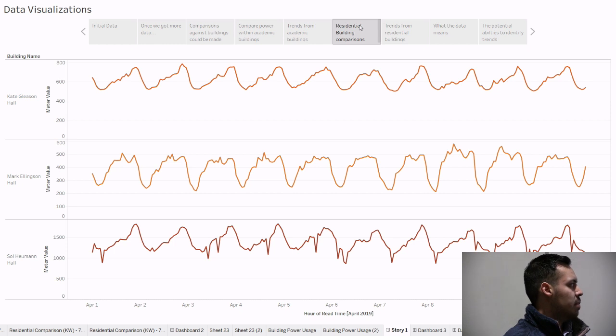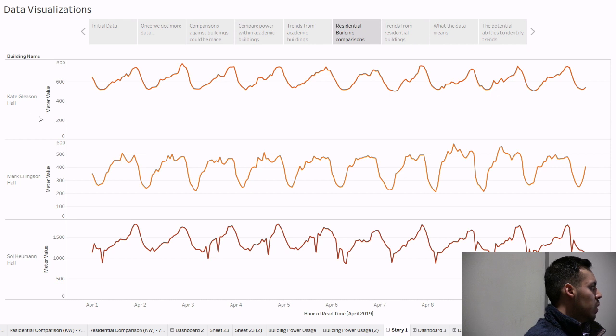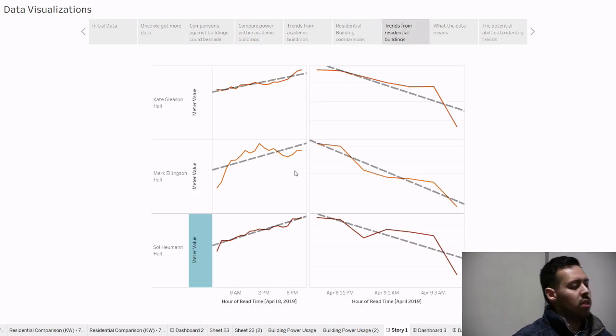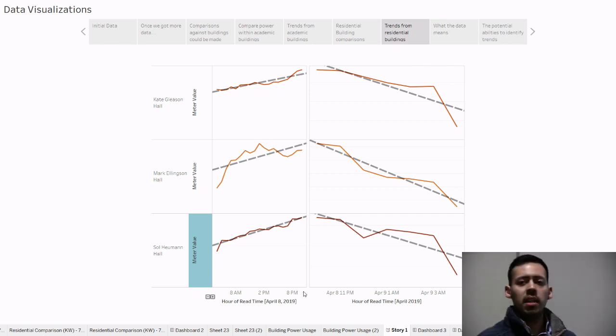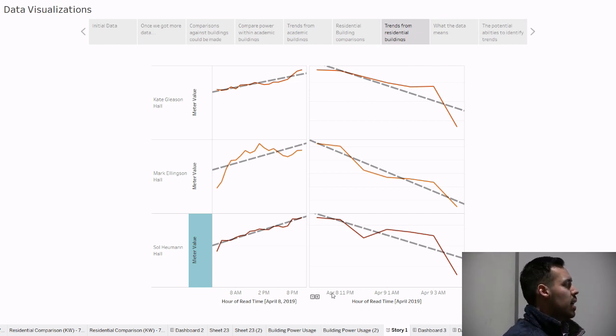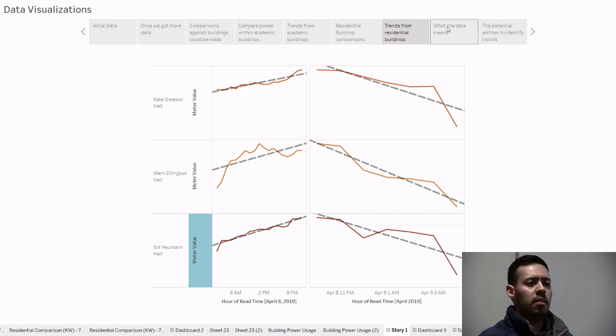And again, we can make these type of comparisons against any type of building. For example, this is the same comparison but with residential buildings. And similar to the academic buildings, we were able to identify positive and negative trends. In this case, there's a positive trend in power usage in residential buildings between 8 a.m. to 10 p.m., then a negative trend in power usage between 10 p.m. to 4 a.m. And again, this could resemble the student's typical workday, because students are typically more active at night.